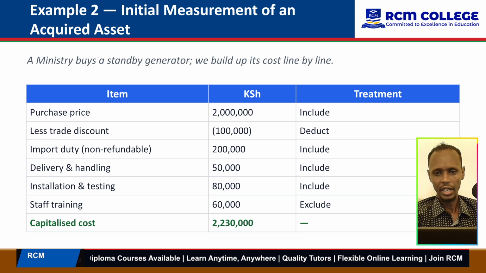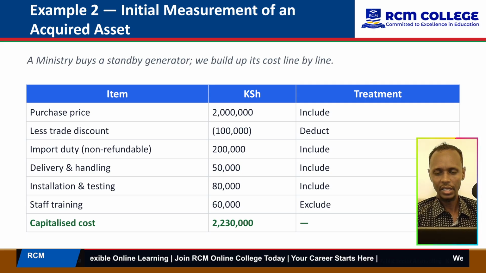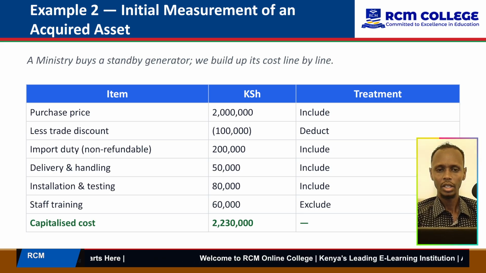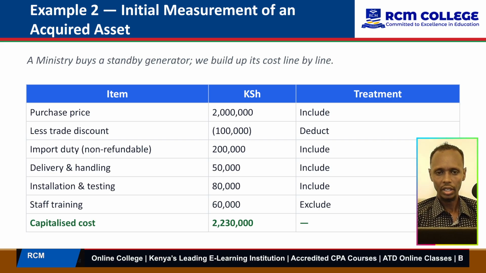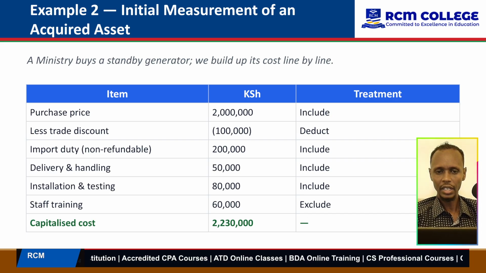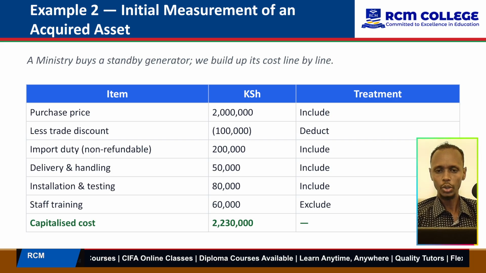This is an example. I gave it figures. So for example, a ministry buys a standby generator. So these are the costs. There is the purchase price. That one, the treatment I said is include. Then if there is any trade discount, you remove. If there is any import duty, you include. If there is delivery and handling of that asset, you include. If there is installation and testing, you include. But if there is staff training, you exclude.